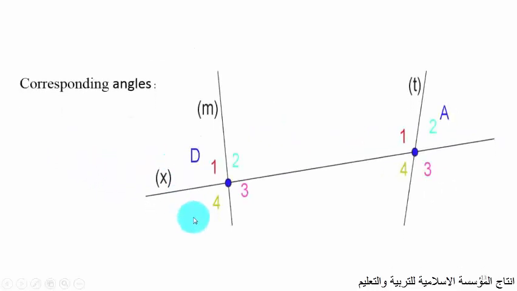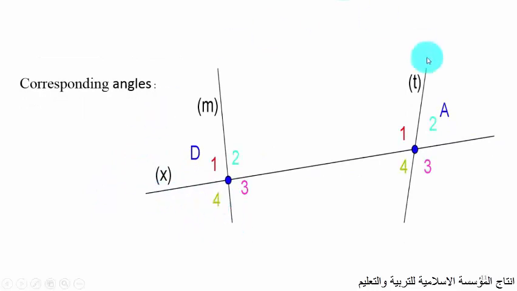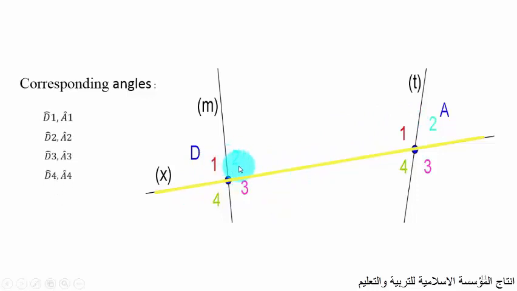Corresponding angles. Look, my lovely students, for the figure. Line M, line T, X is the transversal. Look for angle D1 and angle A1. They are situated on the same side of the transversal and are above the two lines, so they are corresponding. Angles D2, A2, they are on the same side and they are under the two lines, so they are corresponding. Also D4, A4, also D3 and A3 are corresponding angles.